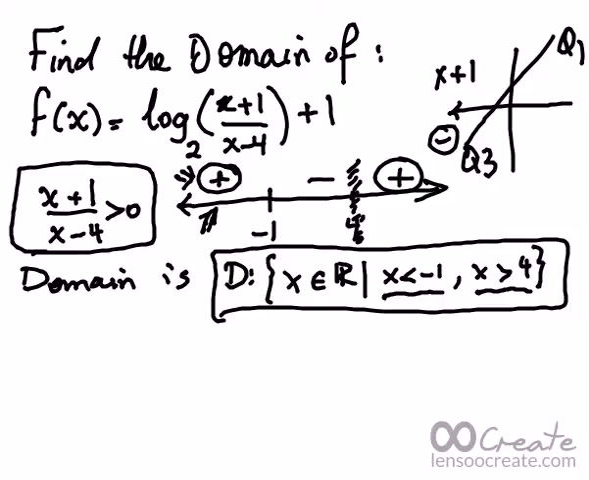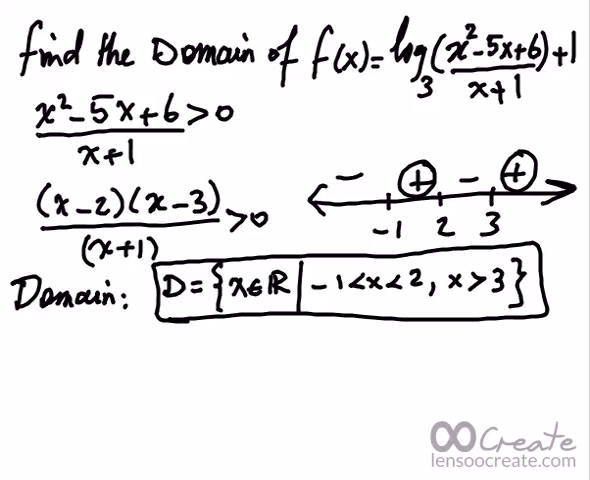The second example: we'll look into the domain of the function log base 3 of (x squared minus 5x plus 6 over x plus 1) plus 1. Same ordeal, we need x squared minus 5x plus 6 over x plus 1 to be greater than 0. We factor x squared minus 5x plus 6 into x minus 2 and x minus 3 over x plus 1. Again, we will do the number line, putting the roots and the restrictions in order.